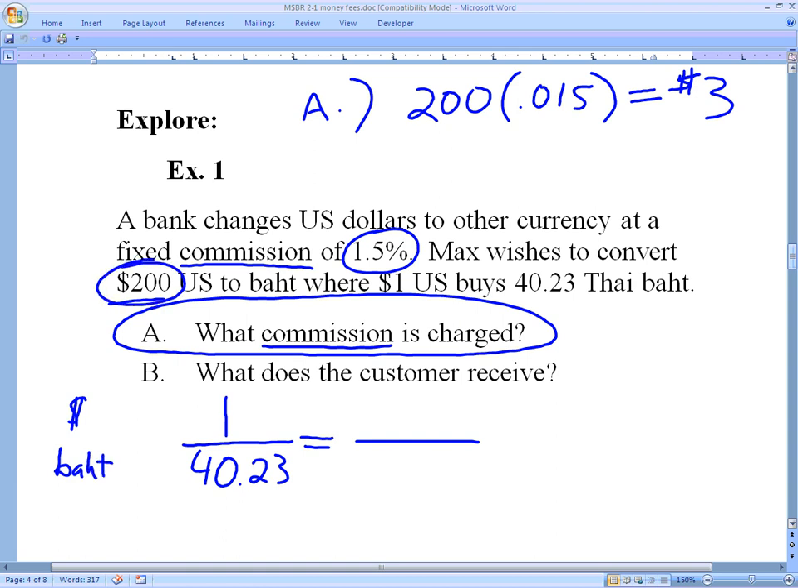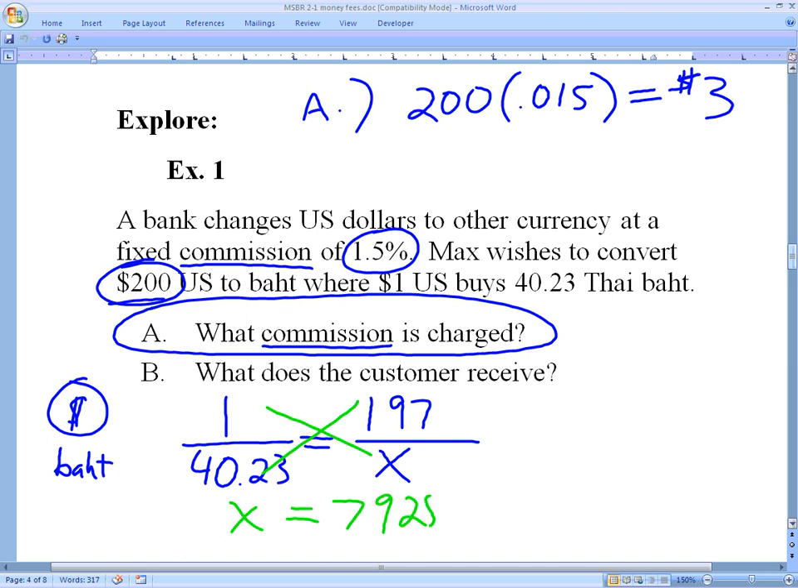We had $200, and dollars is going at the top of our ratios, but we already had a transaction fee of $3, so we are left with $197. And we're trying to figure out how much baht that is worth. Now we go ahead and cross multiply. So we have x is equal to 40.23 times the 197. And we are left with 7,925.31, and that is baht.